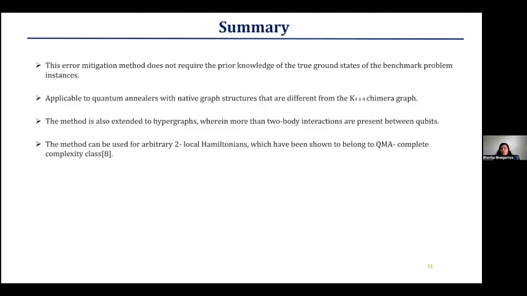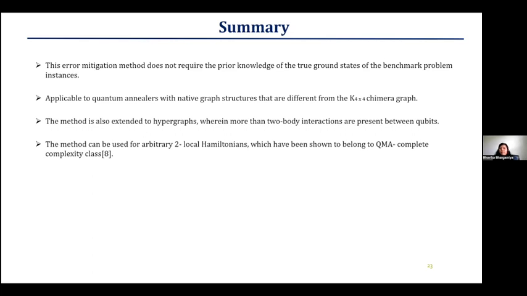So why is this method important? It does not require prior knowledge of the true ground state. When you submit any problem to the quantum D-Wave annealer, you don't need to know whether this or another should be the ground state. You just have to take the mirror symmetry, implement it on a graph, and it will give you the exact ground state. That is what we are claiming.